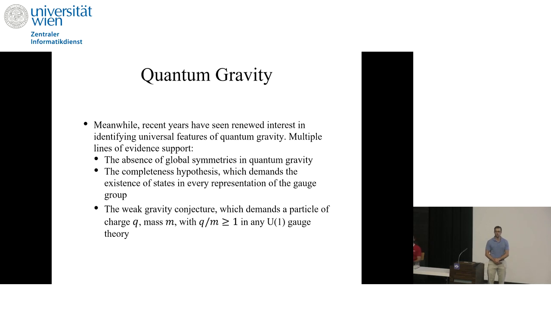Meanwhile, recent years have also seen a rejuvenation of interest in identifying universal features of theories of quantum gravity. This is a very active area of research, and the overall picture is still coming into focus. But there are a few specific areas within this larger field where the picture has become relatively clear. These include the absence of global symmetries in quantum gravity, the completeness hypothesis, which demands the existence of states in every representation of the gauge group, and the weak gravity conjecture, which demands the existence of a particle whose charge-to-mass ratio is greater than or equal to 1 in Planck units.